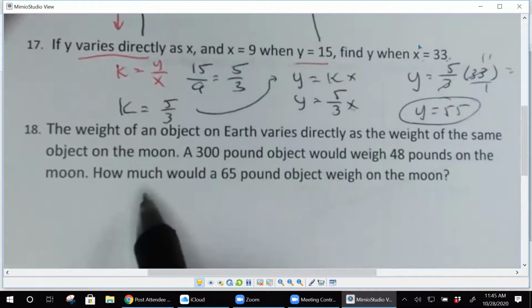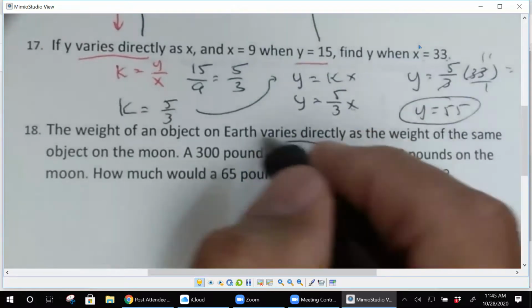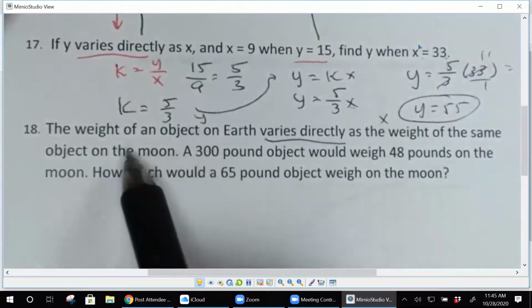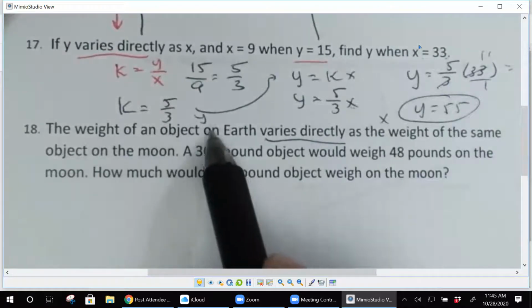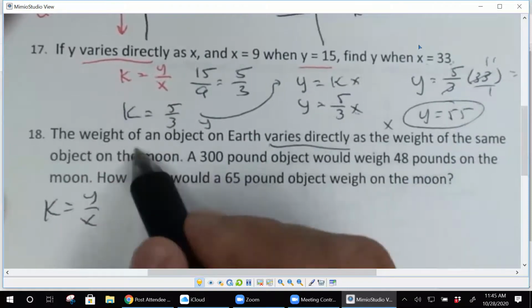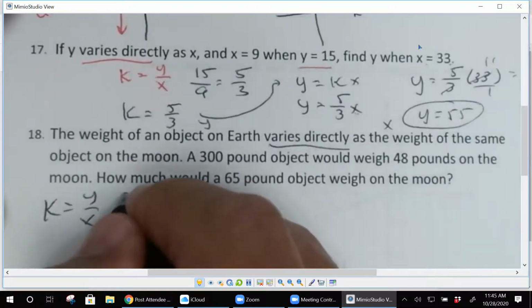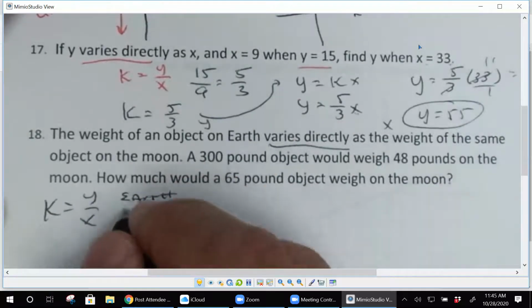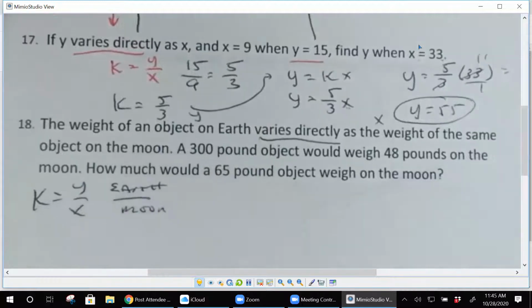All right, a couple more. This right here is also varies directly. So the first thing they mention is y. The second thing they mention is x. I'm not going to do this one. I'm just going to show you this is the weight of the object on the earth. So when I say k is y over x, I know y represents the weight on earth. So this is earth. And x represents the same on the moon. So I'll say moon. So then I kind of set it that way as well.